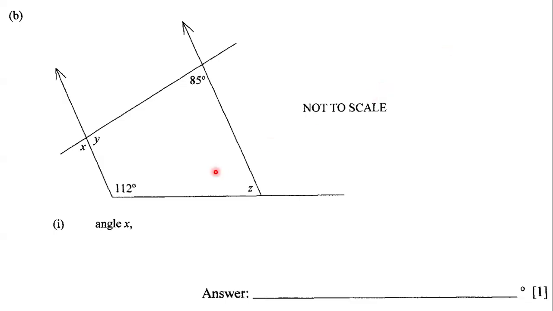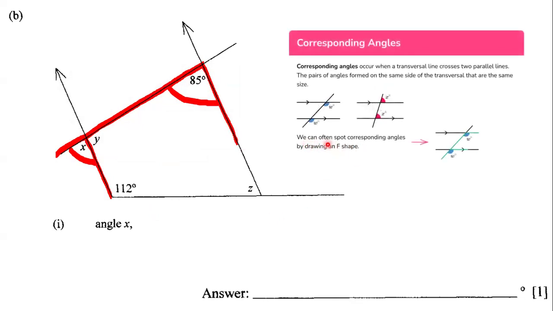Here, our goal is to determine the size of angle X. Notice that angle X is here, and notice that we can form an F shape. Here, we have an F shape. Now, what does an F shape indicate? Here, it says that we can often spot corresponding angles by drawing an F.